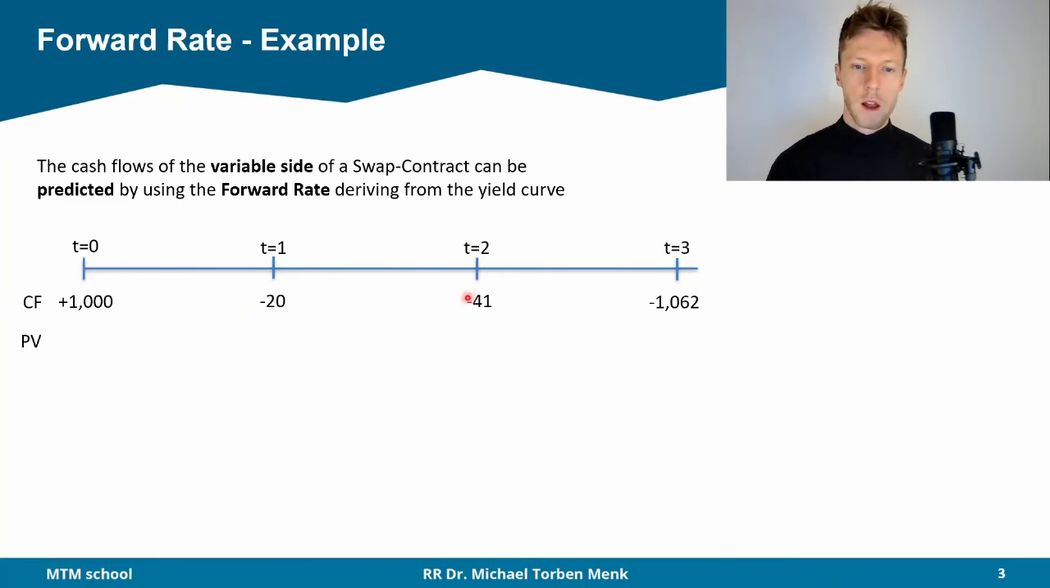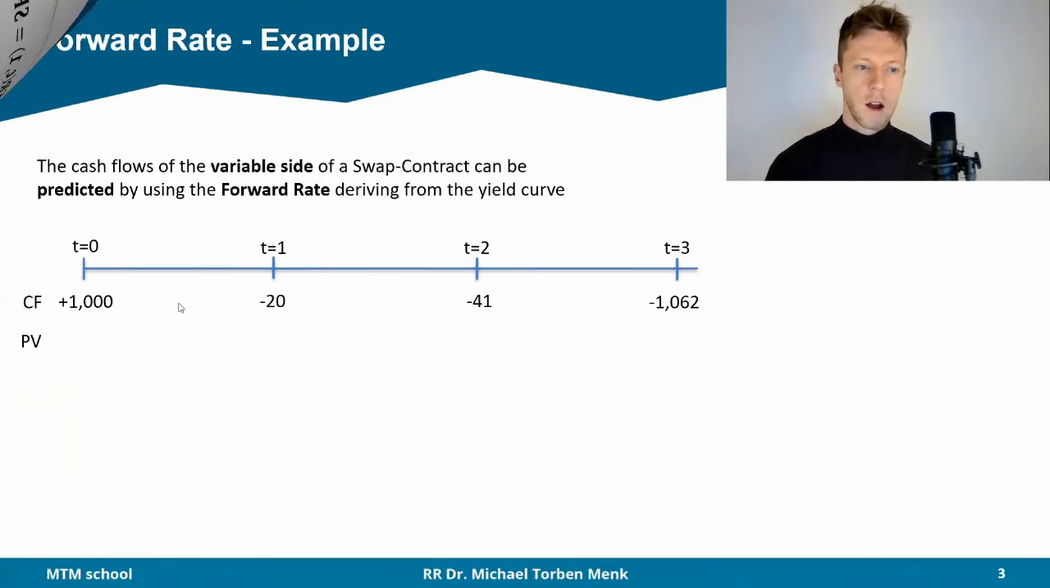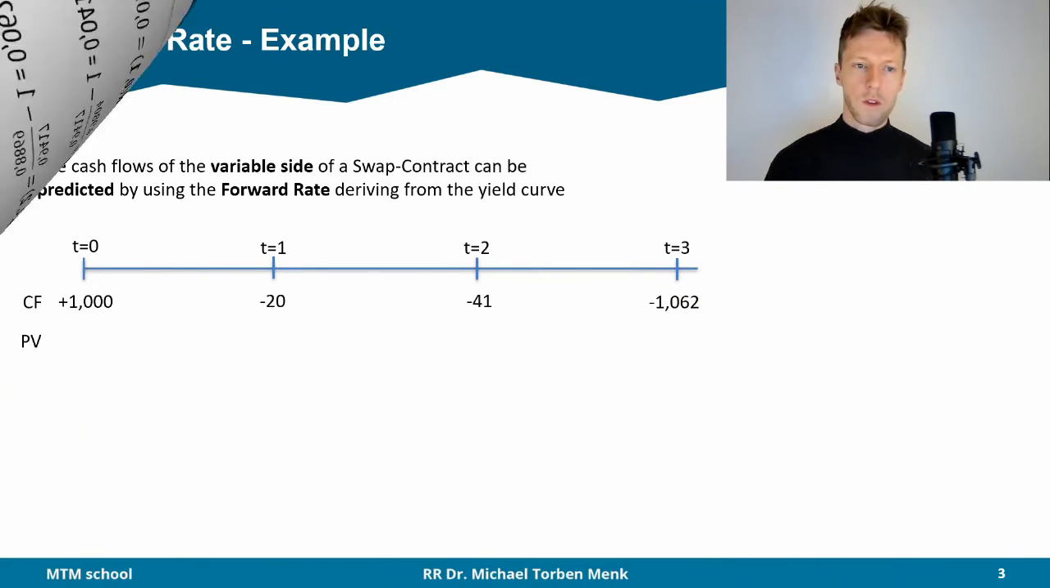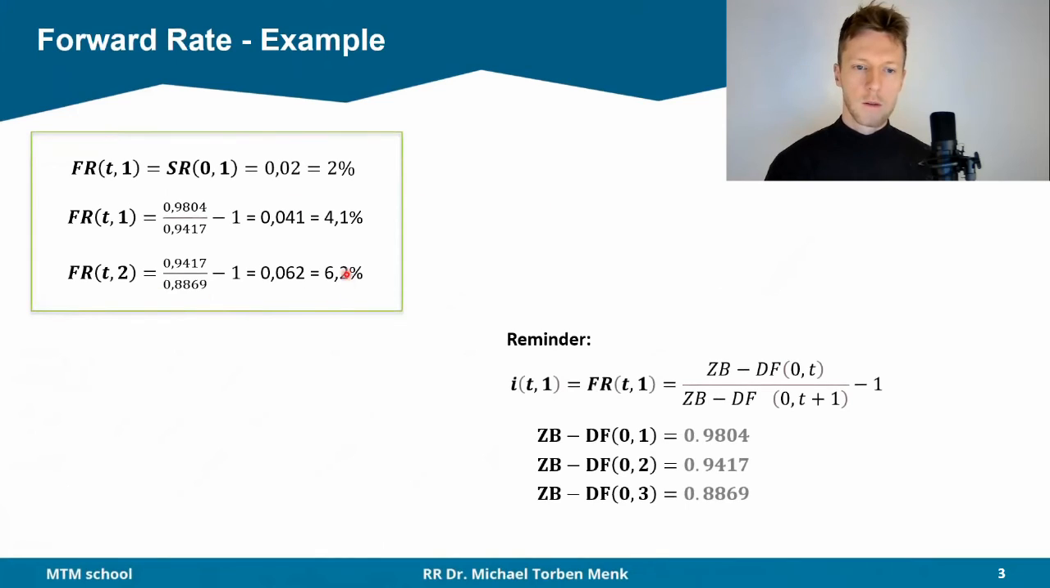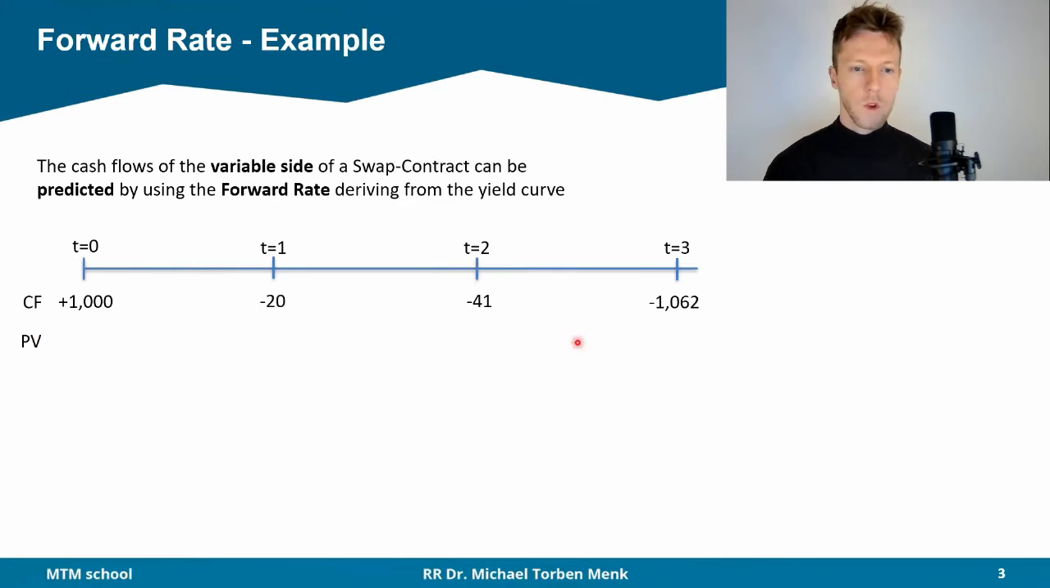then we will have to pay $41, as it is 4.1%. 4.1% times 1,000 is 41. And then in the end, we get to pay the whole volume, and again an interest rate of 6.2%, as we already calculated. And by this, we will have the whole variable payments.